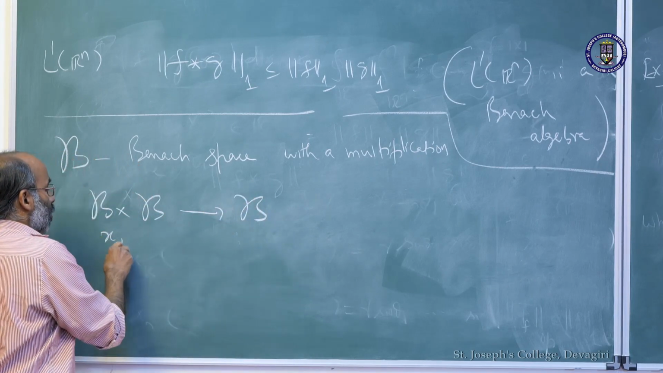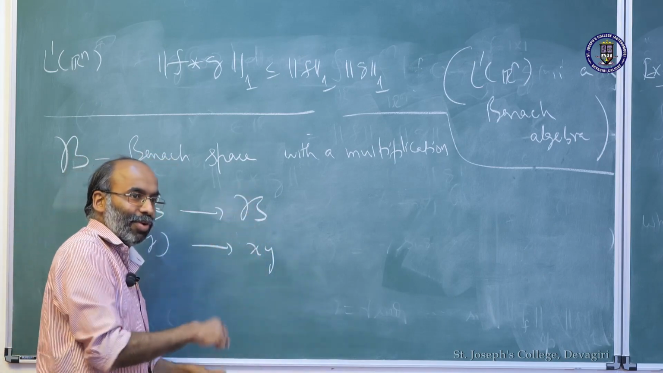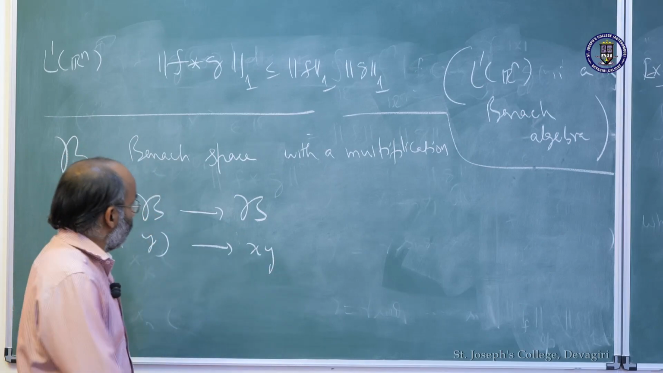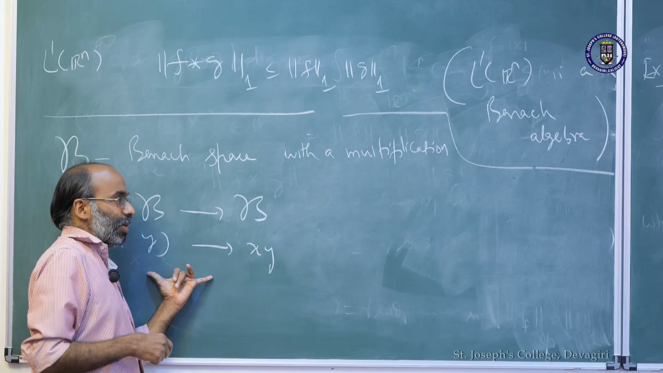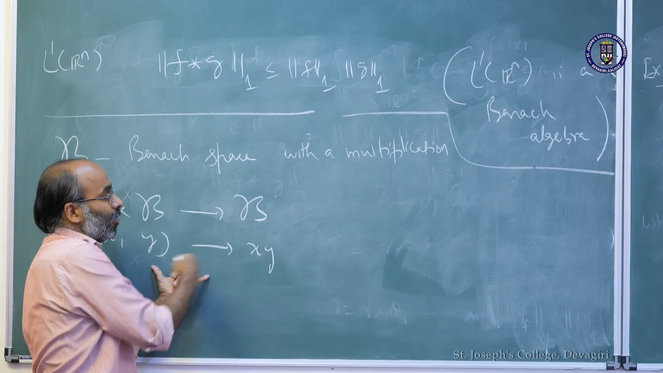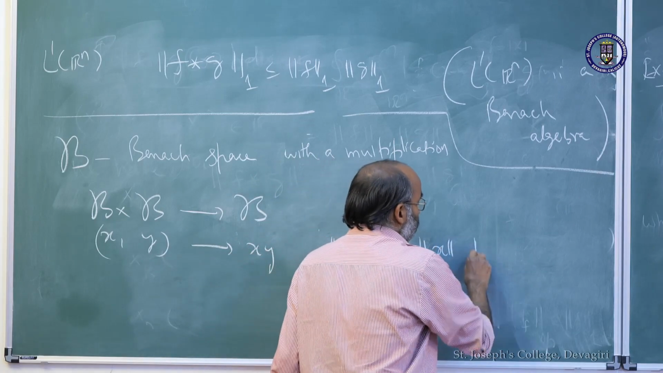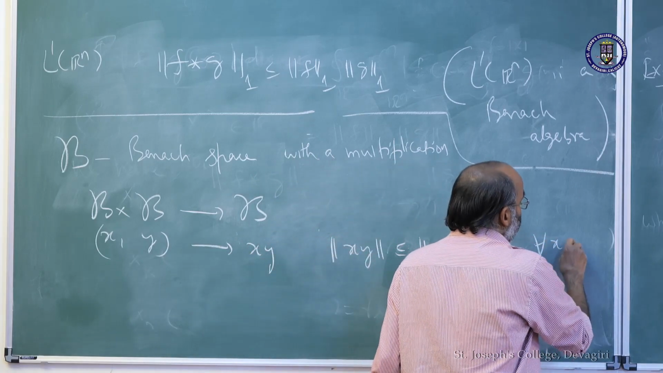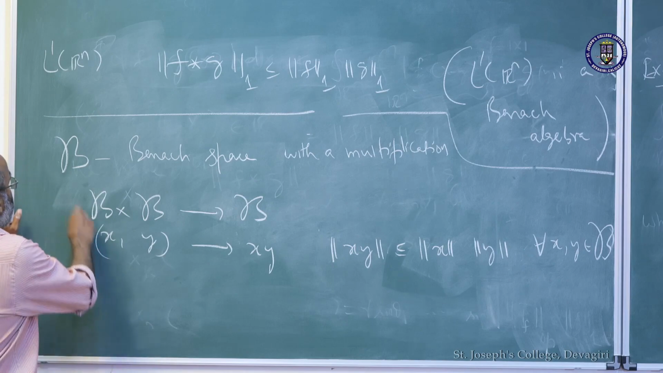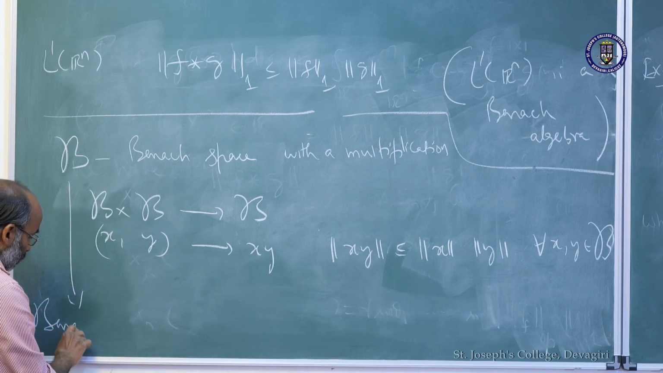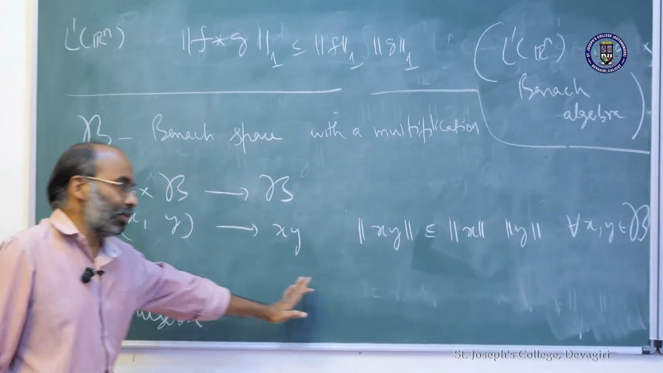Okay, so that's a map from B cross B to B. We'll simply denote it by (x, y) going to x times y. Okay, so if you want, you can put a star or circle or whatever, some notation, but with the property that, for it to be a Banach algebra, you want this to be continuous, okay, which means that norm of xy is less than or equal to norm x times norm y. All this is for all points in the Banach algebra. Okay, such a thing is called a Banach algebra. So B will be a Banach algebra. So there is a multiplication which is continuous. That is all there is.